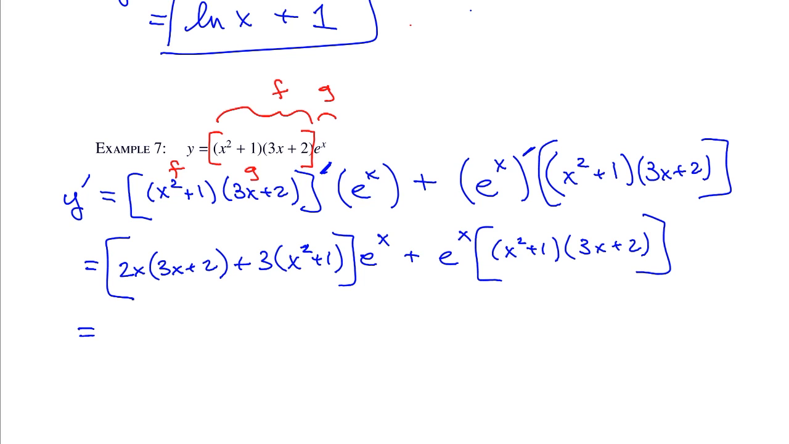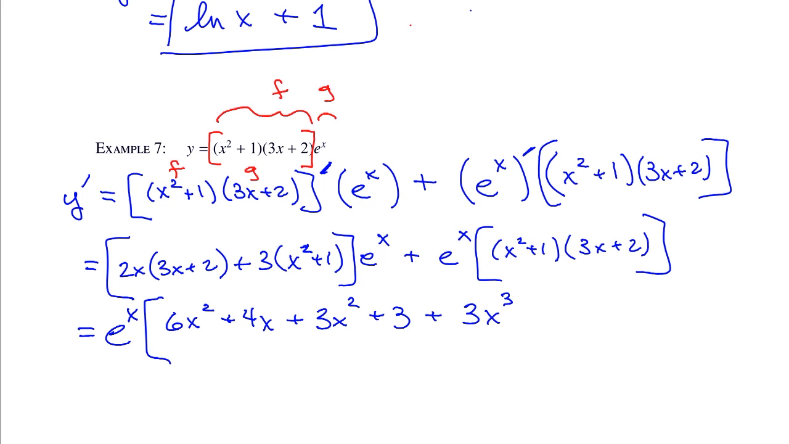All right. Now to simplify this, we need to just multiply these polynomials out and then factor out the e. So I'll factor out the e to start with, and then we multiply. So we get 6x squared plus 4x plus 3x squared plus 3. And that's the left side. From the right side, we get 3x cubed plus 2x squared plus 3x plus 2.